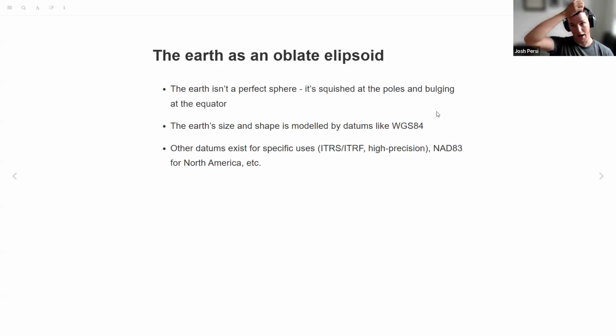The Earth, I think this is often repeated by people who care to make the distinction, is not a sphere. It is an oblate ellipsoid, which means it's protruding more around the equator and it's slightly narrower at the poles. As far as I know, no one knows the exact shape and size of the Earth at a very high resolution. So we model it with something called a datum.